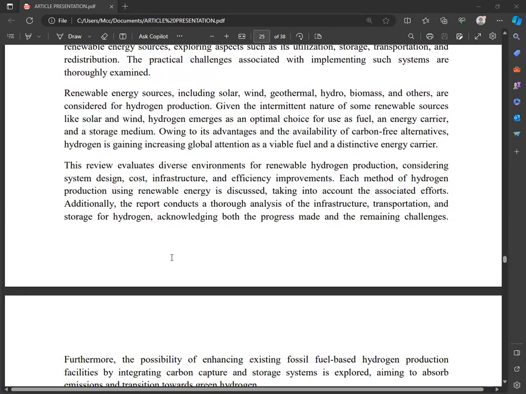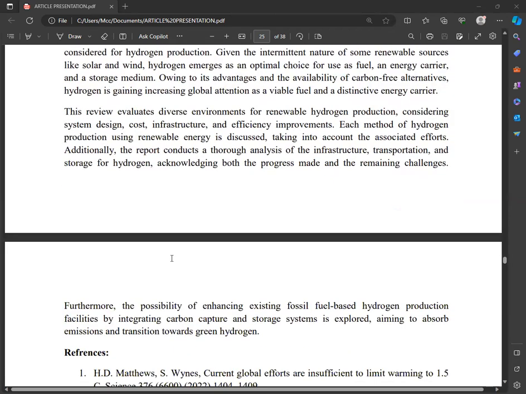Renewable energy sources including solar, wind, geothermal, hydro, biomass, and others are considered for hydrogen production. Given the intermittent nature of some renewable resources like solar and wind, hydrogen emerges as an optimal choice for use as fuel or storage medium. Owing to its advantage and the availability of carbon-free alternatives, hydrogen is gaining increasing global attention as a viable fuel and a distinctive energy carrier.